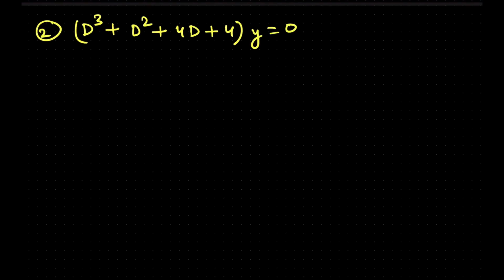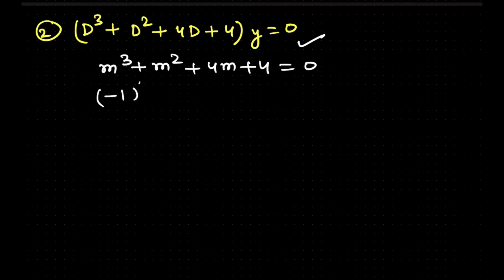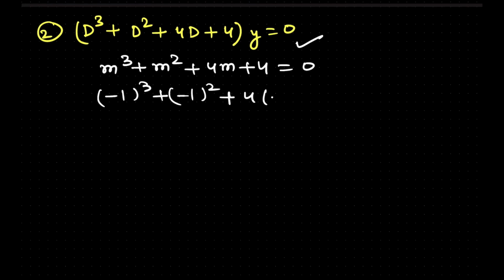Okay friends, now we will see the second question. This is a little better question than the earlier one. Here let's find the roots. m cube plus m square plus 4m plus 4 is equal to 0. By hit and trial you can factorize this. Here we will put minus 1. So you will get minus 1 whole cube minus 1 whole square plus 4 times minus 1 plus 4. You can see that minus 1 is satisfying this. So here you get minus 1, here plus 1, here minus 4, again 4. Overall you get 0 because this gets cancelled by this and this gets cancelled by this.